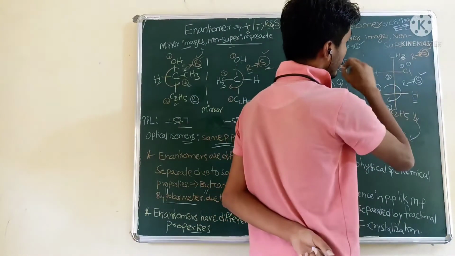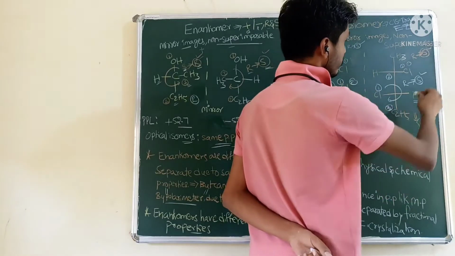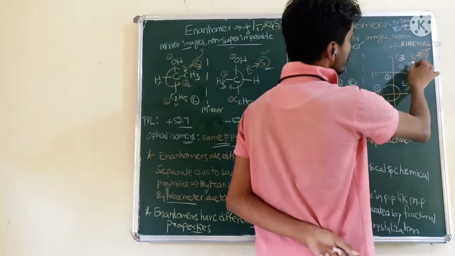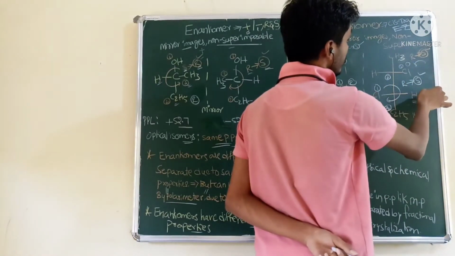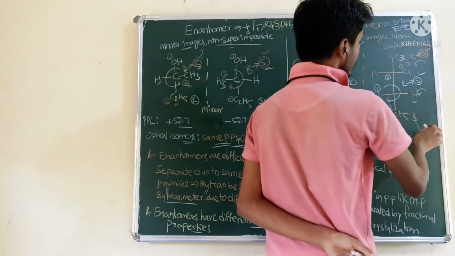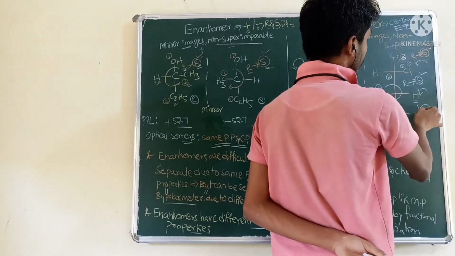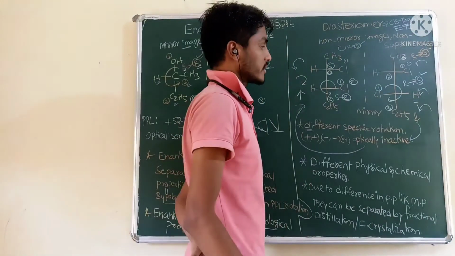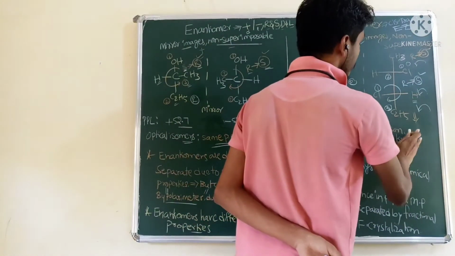Another case: this carbon rotates the light to the left side, and this carbon also rotates light to the left side. Due to this, the entire light will rotate to the left side. So we can represent this as the negative side, left side, negative side.